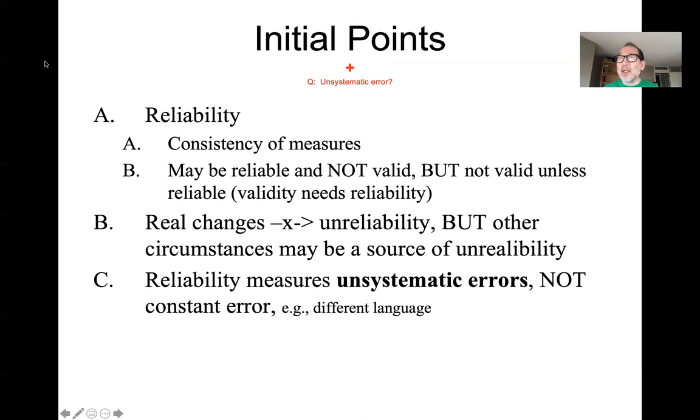What reliability isn't related to is actual real changes. So let's just say with the thermometer, it's 90.6 one day. Then a week later, you catch a cold and you have a fever, and it measures 102. Does that mean that the thermometer is not reliable? No, it's a very reliable instrument. Even though the readings are inconsistent, the difference relates to a real change in what the thermometer is supposed to be measuring. So real changes do not go to reliability or unreliability.